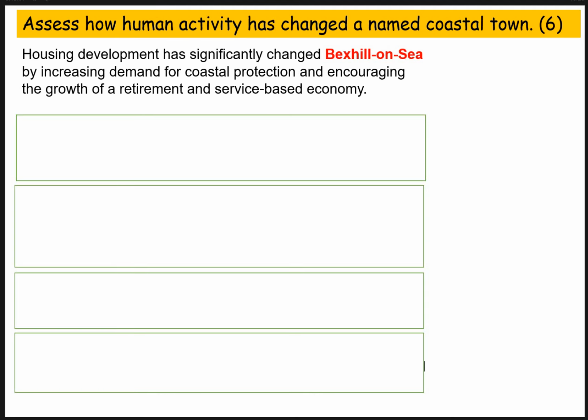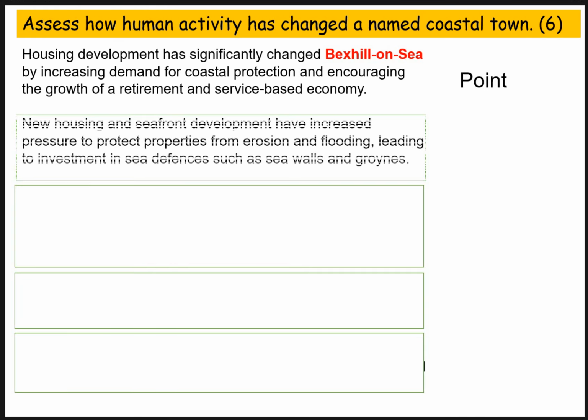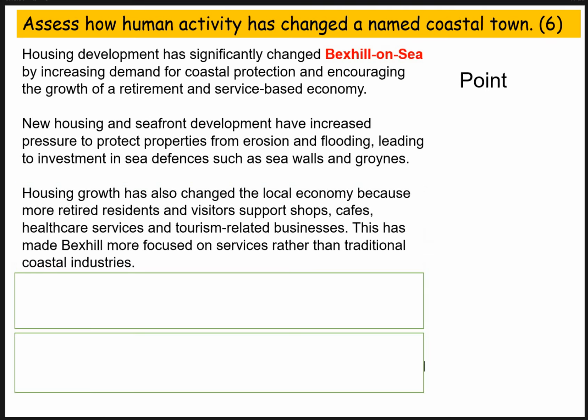Housing development has significantly changed Bexhill-on-Sea by increasing demand for coastal protection and encouraging the growth of retirement and a service-based economy. Good point made. New housing and seafront development have increased pressure to protect properties from erosion and flooding, leading to investment in sea defences such as sea walls and groynes. Housing growth has also changed the local economy because more retired residents and visitors support shops, cafes, healthcare services and tourism-related businesses. This has made Bexhill more focused on services rather than traditional coastal industries.